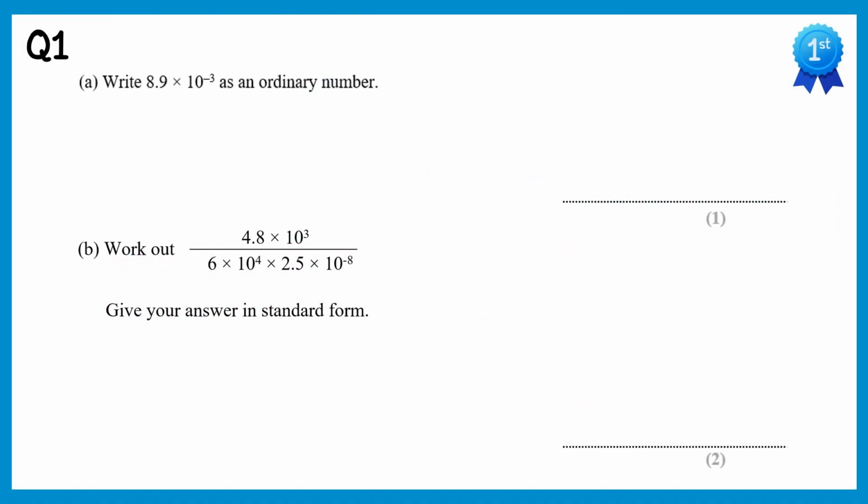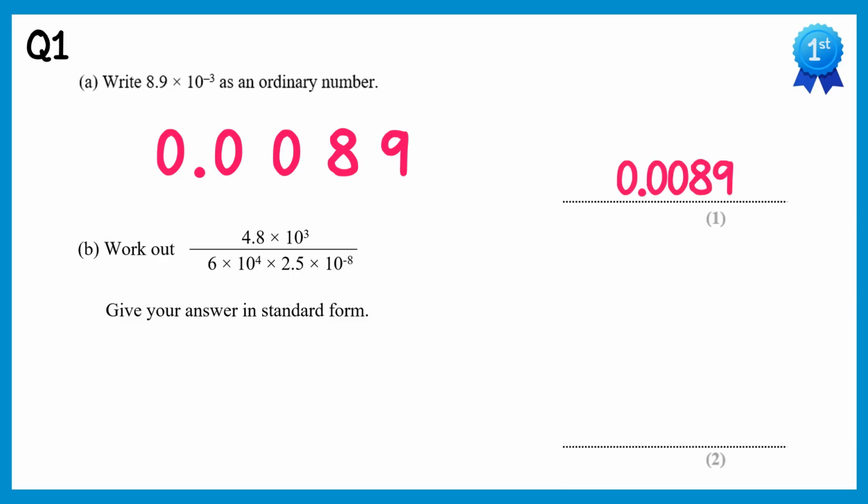For this first question we need to write 8.9 times 10 to the power negative 3 as an ordinary number. Since we have times 10 to the power negative 3, we're just going to divide 8.9 by 10 3 times. So we'll start with 8.9, we divide this by 10 once, a second time, and a third time. And that gives us this answer, 0.0089.